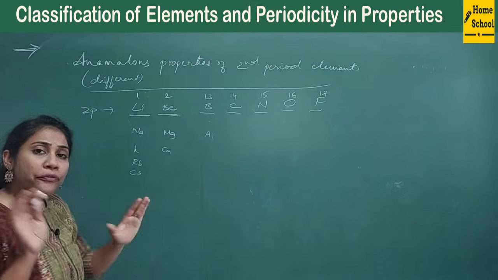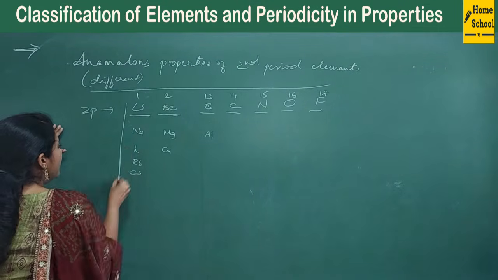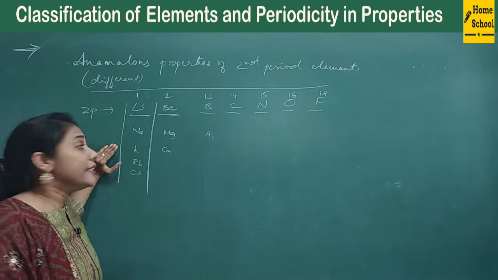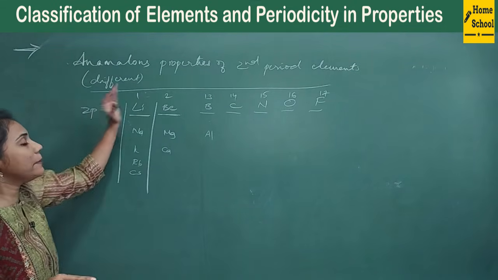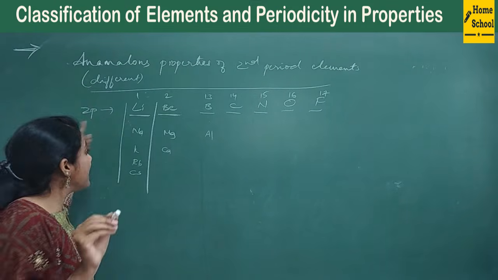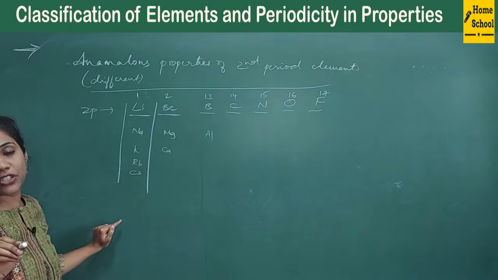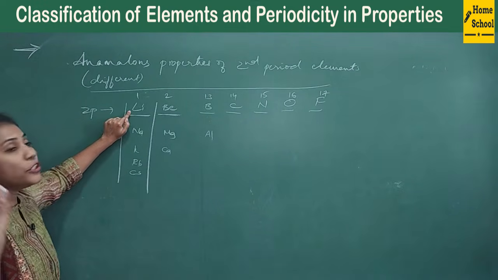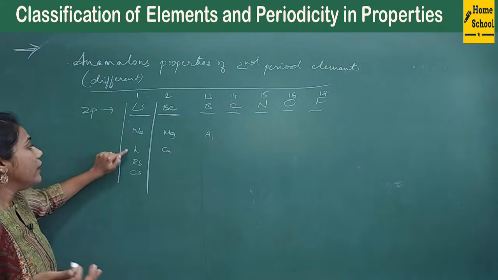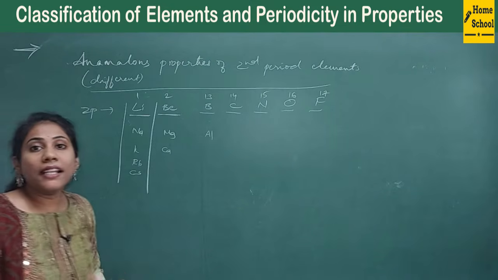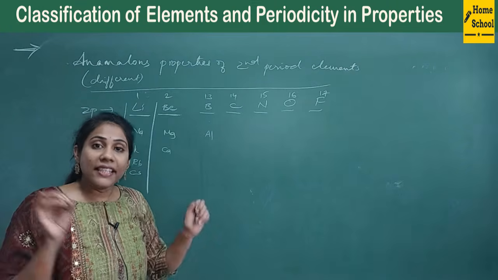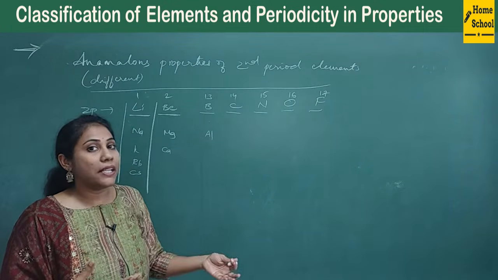We all very well know that the elements which come in the same group will have similar properties. They have some similar properties, so they are placed in the same group. Why the similarity? It is because they have similar outermost electronic configuration. Lithium's is 2s1. I'm talking about the outermost electronic configuration. Sodium's is 3s1, potassium's is 4s1. So similar electronic configuration is there, the same number of valence electrons, the same valency, so they behave in a similar way.